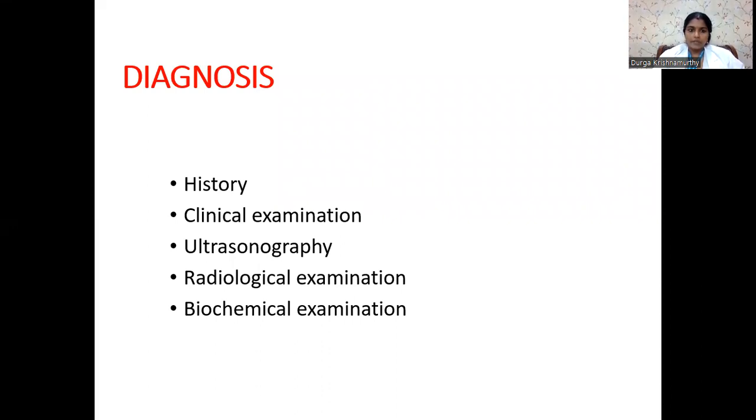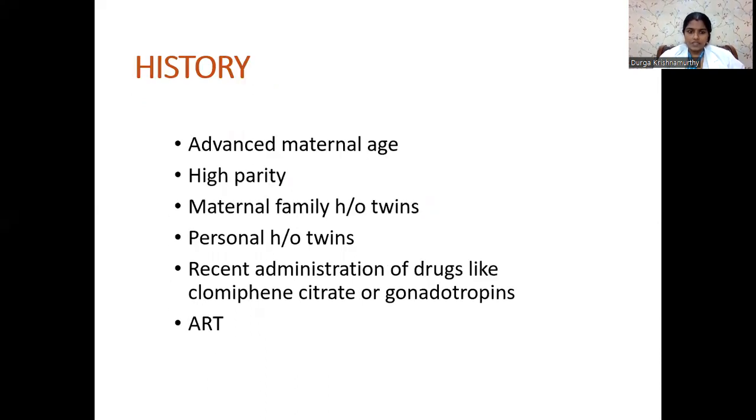So diagnosis of multiple pregnancy is done by good history taking, clinical examination, and ultrasound. Radiological examinations are not done nowadays; it's only for theoretical purposes. Biochemical examination also. In history, what do we see? Advanced maternal age, high parity, maternal history, family history of twins, or personal history, past history of twin pregnancy, administration of drugs like OCPs, clomiphene citrate, gonadotrophins, and assisted reproductive techniques or the ARTs.